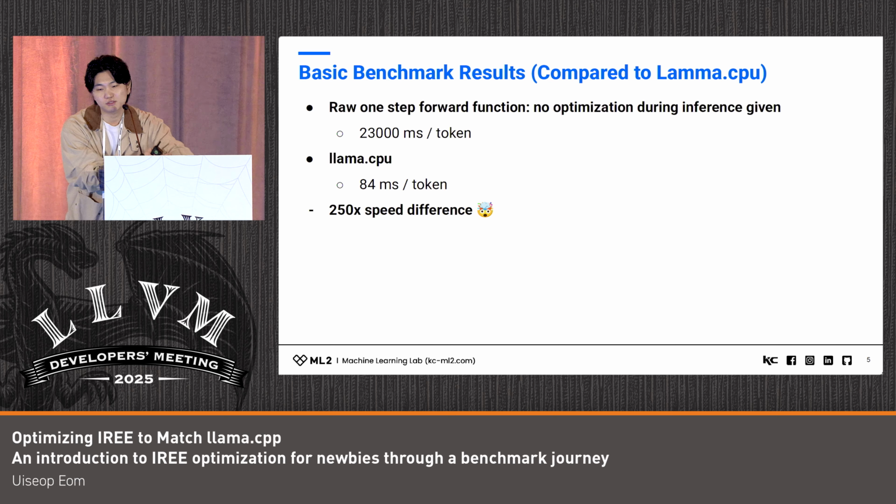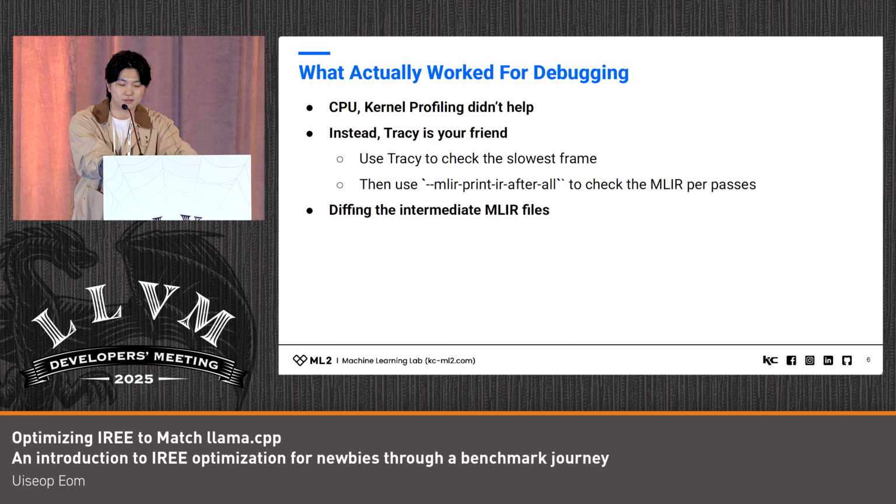The basic benchmark results that we got from the IREE project was that it took 23 seconds per token, and compared to llama.cpp, it took 84 milliseconds. It was more than a 200x speed difference. And so this started a benchmark journey, which included lots of MLIR and getting your hands dirty on MLIR optimizations.